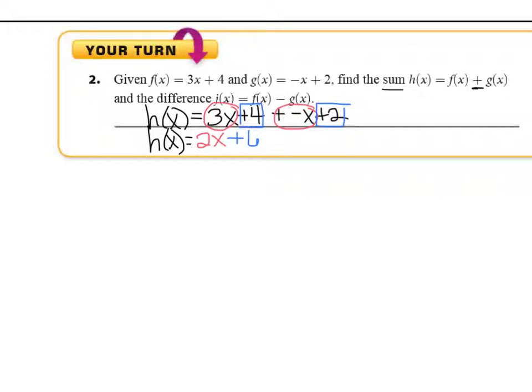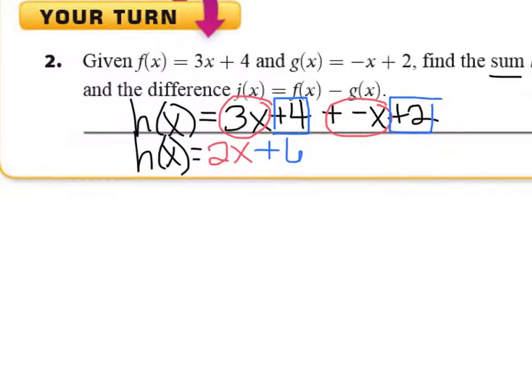With the difference here, it says f of x minus g of x. So this time we have j of x equals 3x plus 4 for f of x minus, and now here's where you do have to put it in parentheses, negative x plus 2.